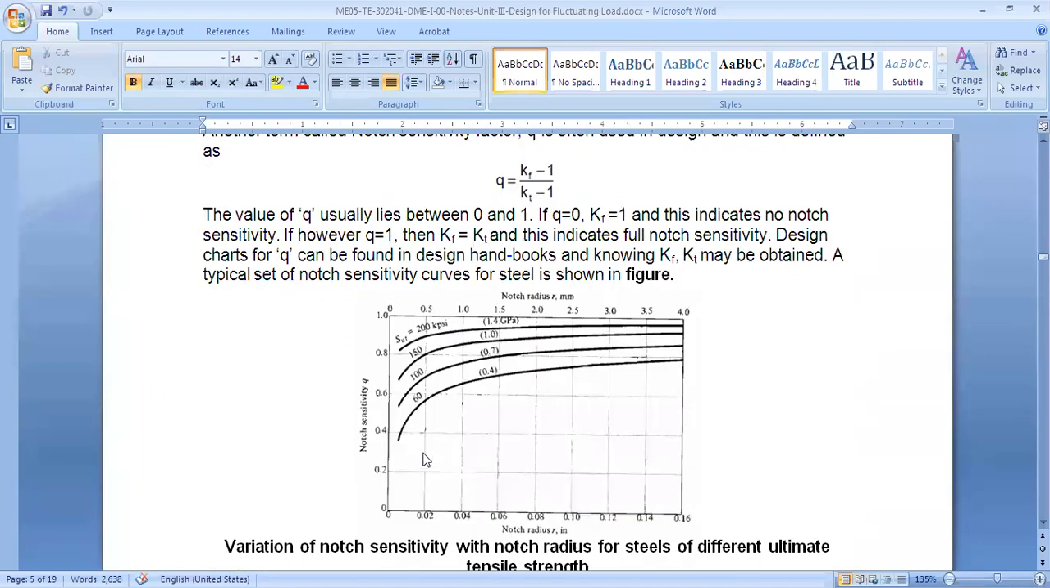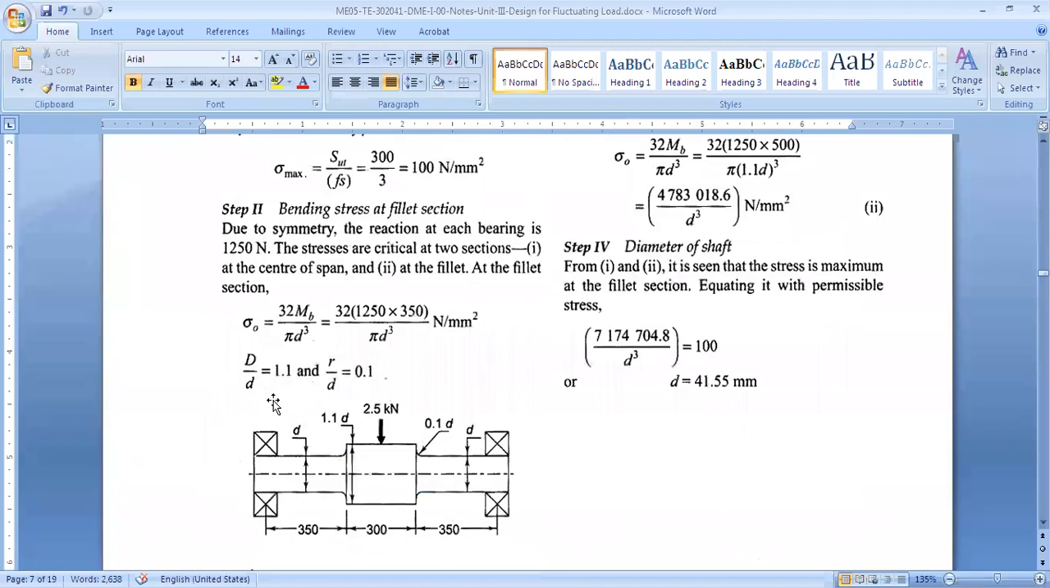In this case, capital D upon small d, the ratio of larger and smaller diameter, is 1.1 D upon D, so it becomes 1.1. And the ratio R upon D, where R means the radius of the fillet, is given as 0.1 D, and D is D. So it becomes 0.1. So you got two ratios: capital D upon small d is 1.1, and radius of fillet and diameter of the shaft is 0.1.